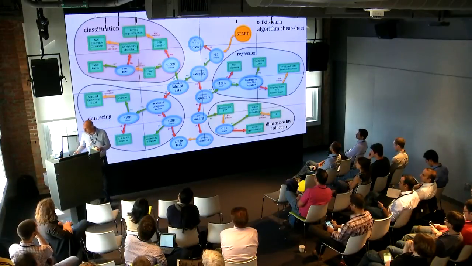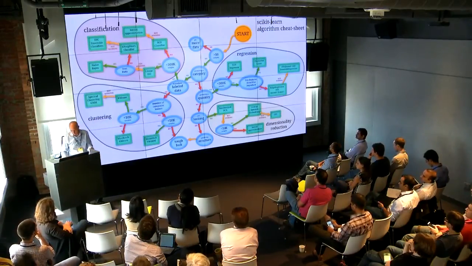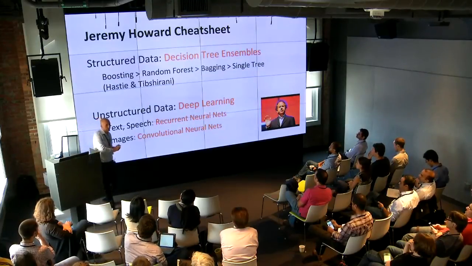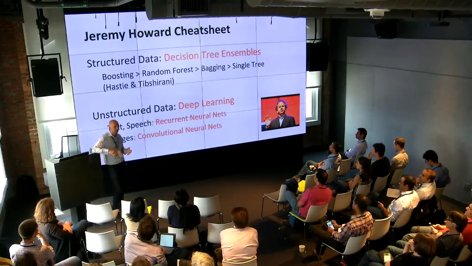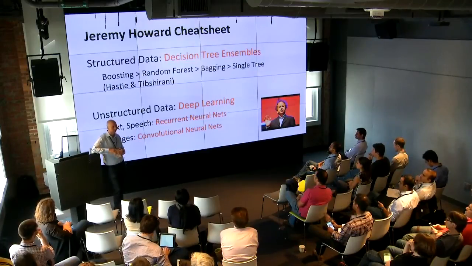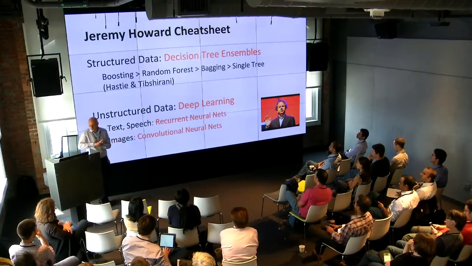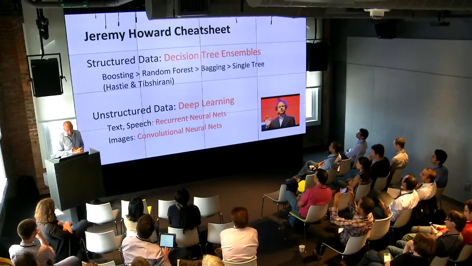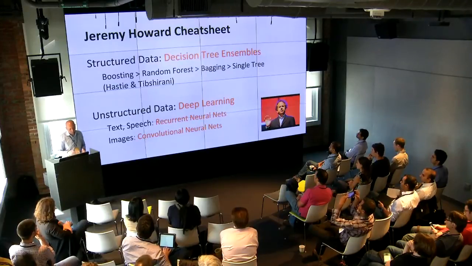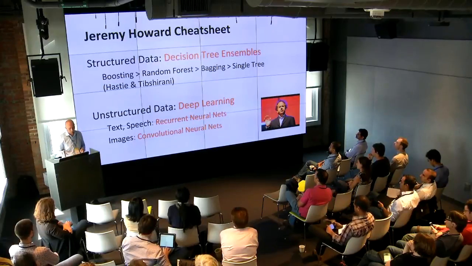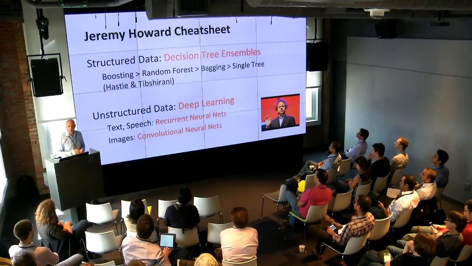So we had Jeremy Howard come and speak with us. And the other extreme was that he said it's really simple. If you have structured data and you want to make good predictions, use an ensemble of decision trees. If you have unstructured data, do deep learning with these flavors. And then the other reinforcing factor here is this hierarchy that Hastie and Tibshirani came up with, which is boosting can beat random forest, which beats bagging, which beats a single tree.